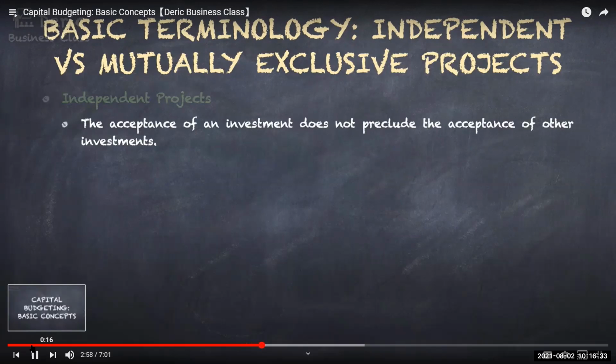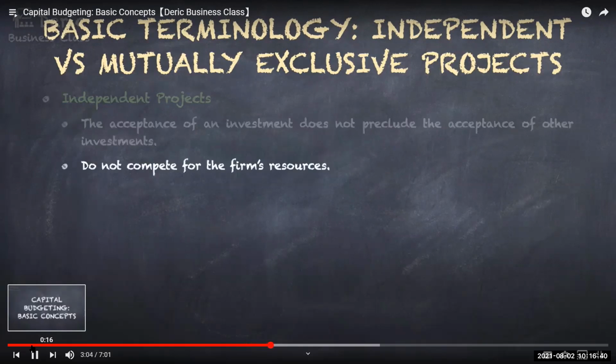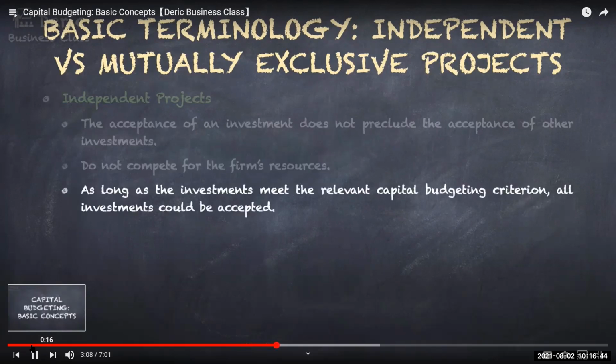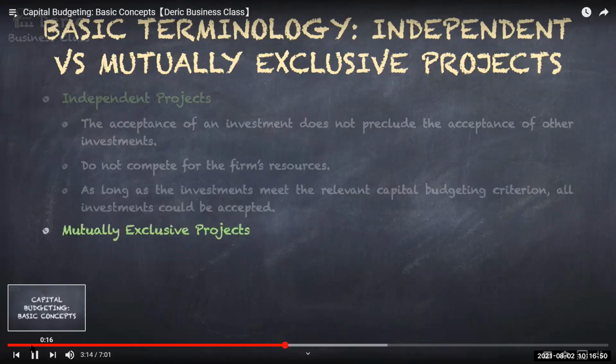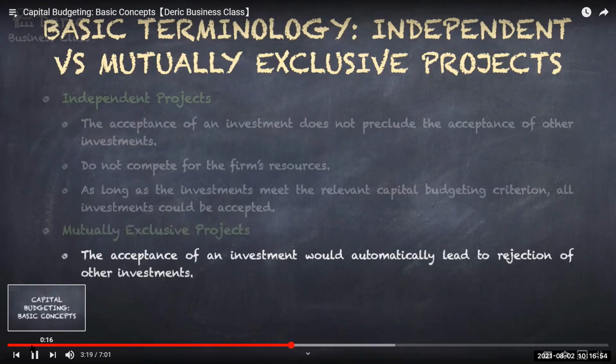So, accepting one project will not affect the decision of accepting another project, basically because the 2 projects do not compete for the firm's resources. As long as the investments meet the relevant capital budgeting criterion, all investments could be accepted. However, mutually exclusive projects mean the acceptance of an investment would automatically lead to rejection of other investments. Let's say you have 5 potential projects.